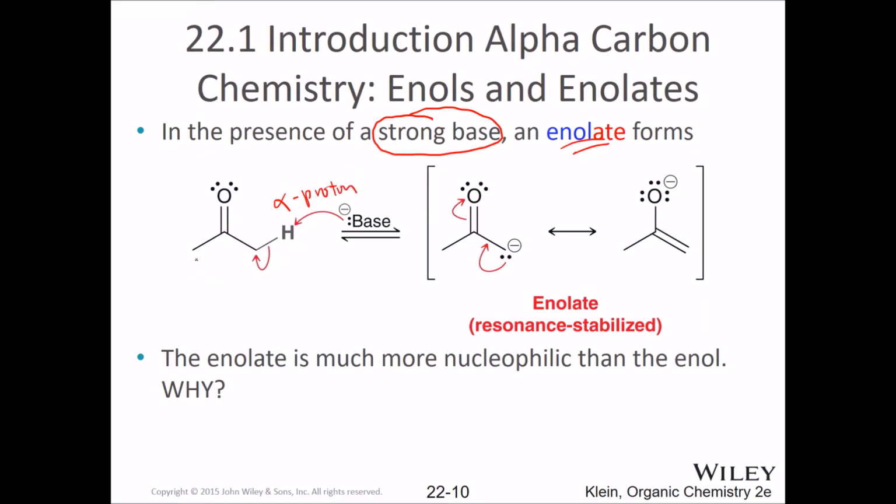Remember that, right? This is the alpha carbon. This is the alpha carbon. In this case, this is just acetone, so it's symmetric. So this hydrogen is the same as all the other hydrogens on here. The alpha proton can be abstracted with a strong base. If it's abstracted with a strong base, then we're left with a carbanion, which is resonance stabilized. This is the enolate. Enolate.